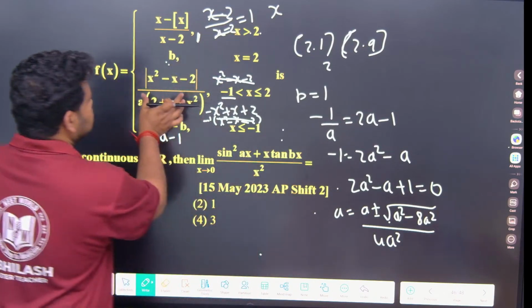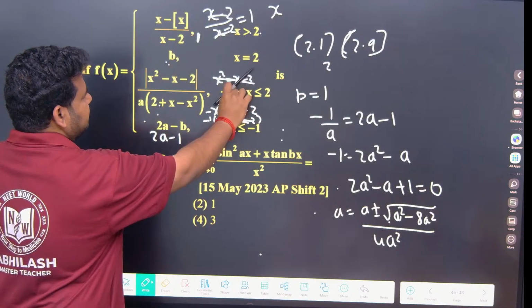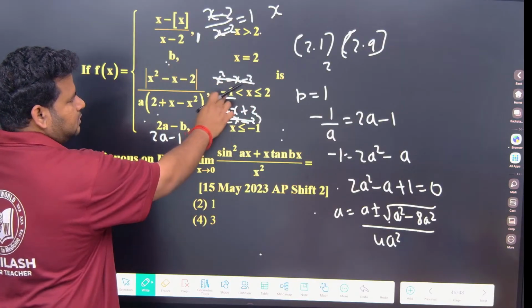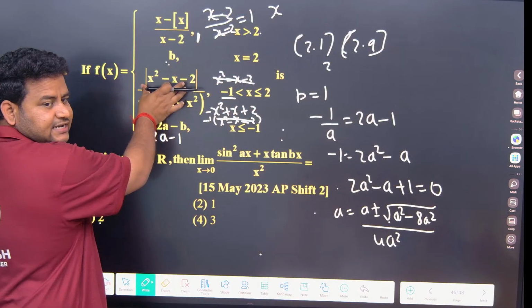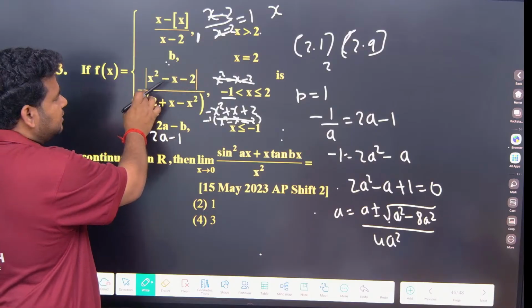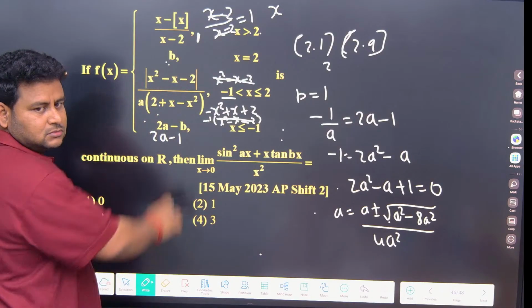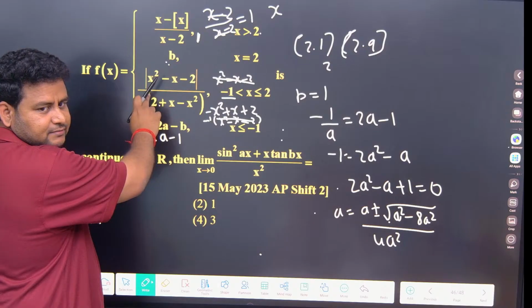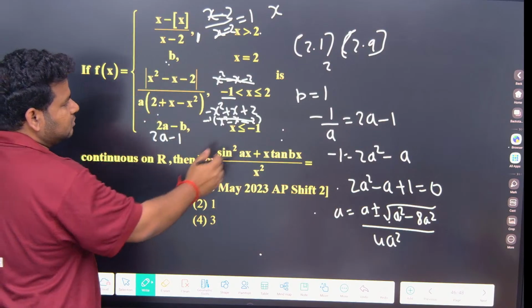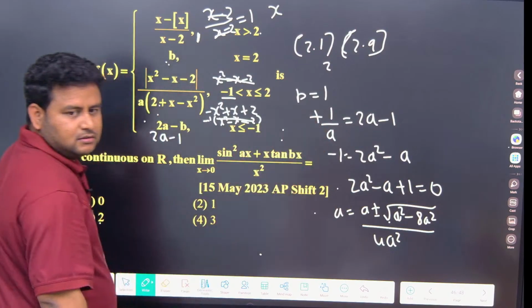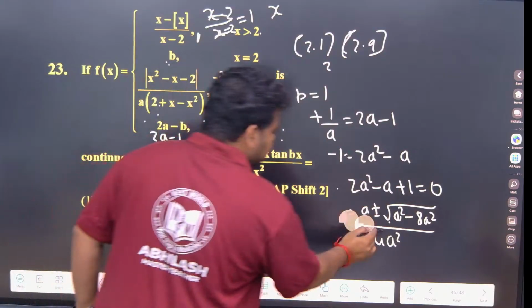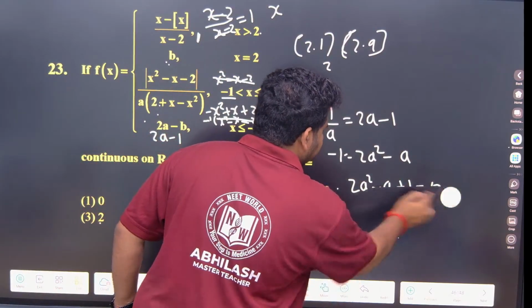Otherwise, here they are telling x is greater than minus 1. X is greater than minus 1 means here I can take the positive value of x. If I take the positive value, this will become plus 1 by a.